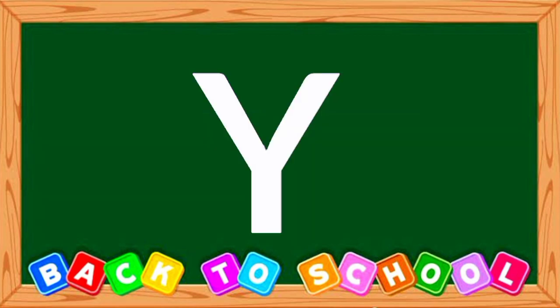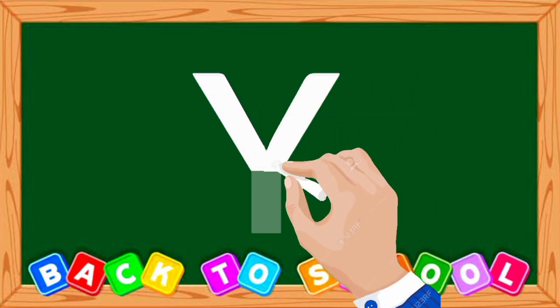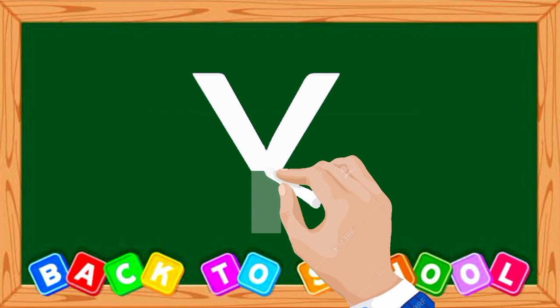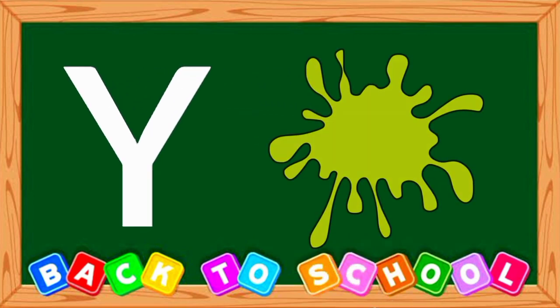Letter Y. Two slanting lines making a small V followed by a short standing line makes my letter Y. Y says Y. Y as in yellow.